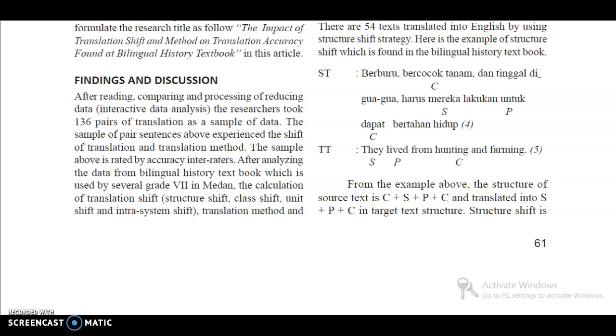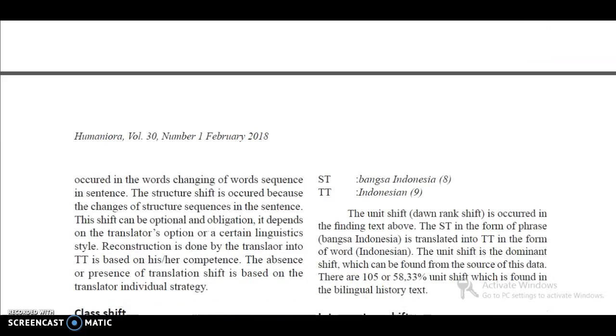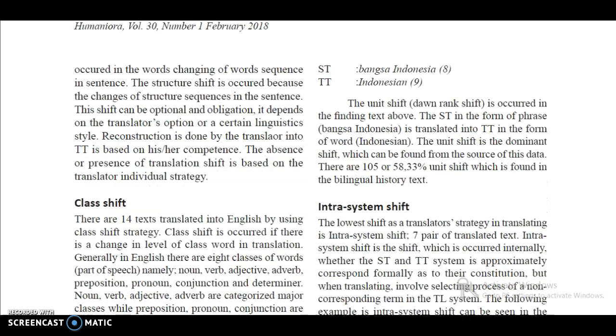In the target text, structure shift is a change in the word sequence in a sentence. The structure shift occurs because of the changes of structure sequences in the sentence. The shift can be optional or obligatory. It depends on the translator's option or a certain linguistic style. Reconstruction done by a translator into a target text is based on his or her competence.